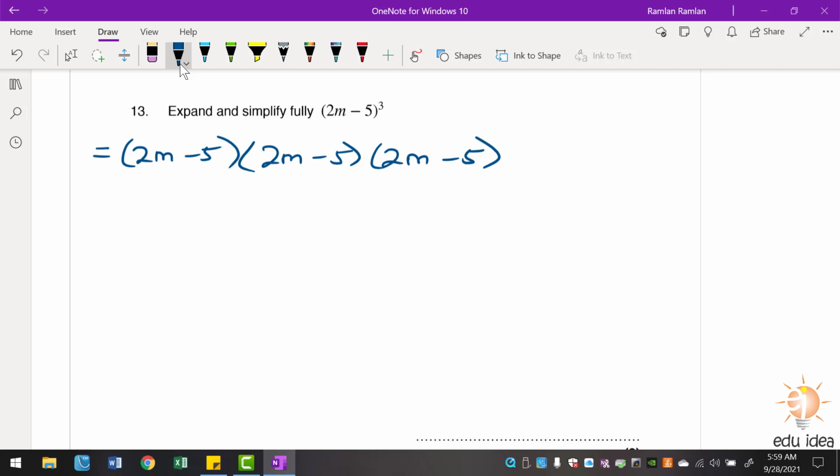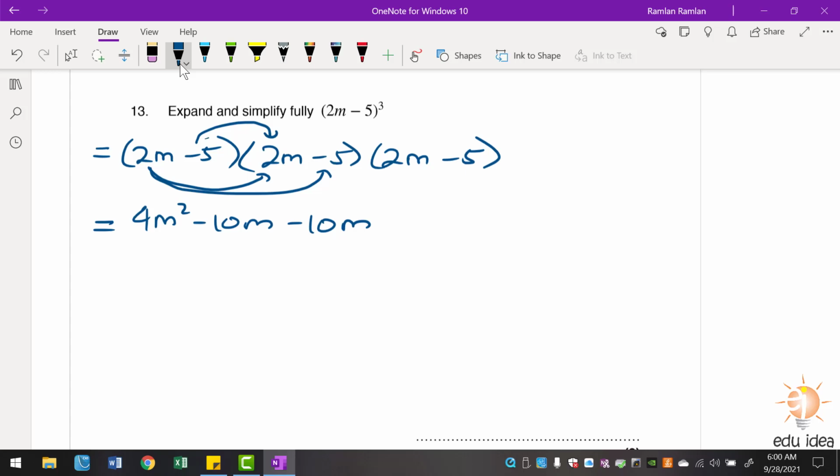Let's do that one step by step. We're going to multiply this with this one first, and we can do it like this. 2m times 2m is going to be 4m squared, and then 2m times minus 5 is going to be minus 10m, and then this guy with this guy, minus 5 times 2m is going to be minus 10m. Be very careful with the negative sign, guys.